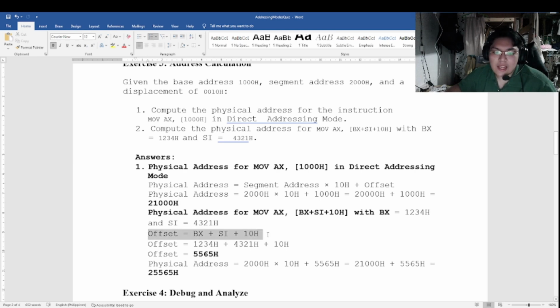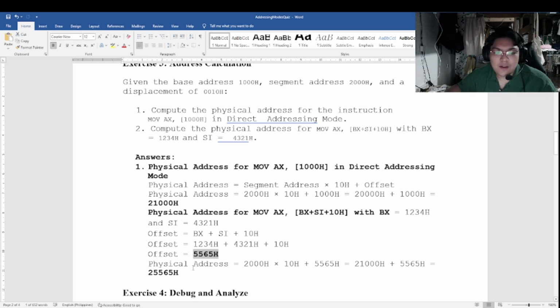First, we need to get the offset, and the formula for the offset is BX plus SI plus 10H, which is the displacement. And here, as you can see, BX is 1234H, SI is 4321H, and 10H is the displacement. The total for the offset is 5565H.